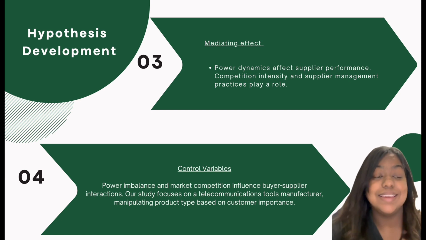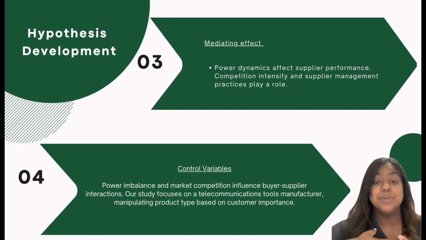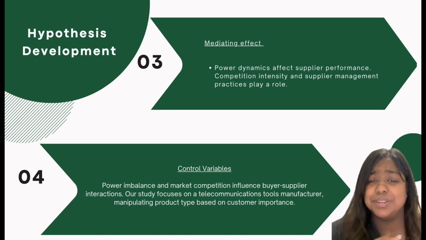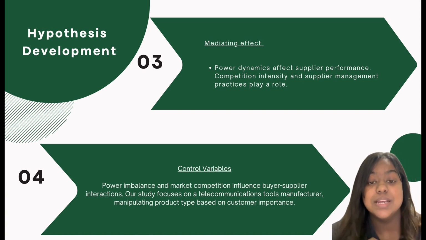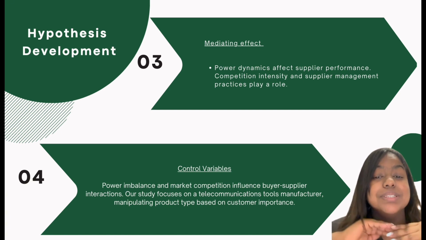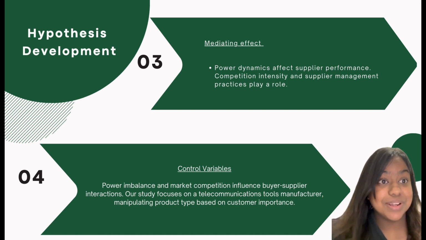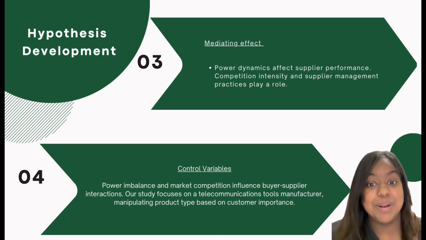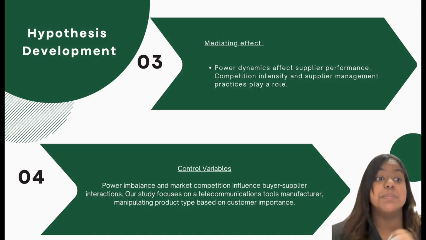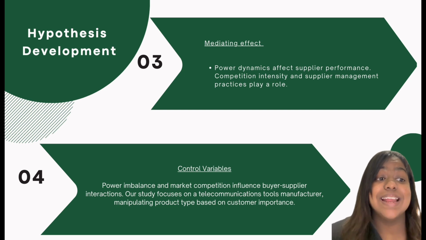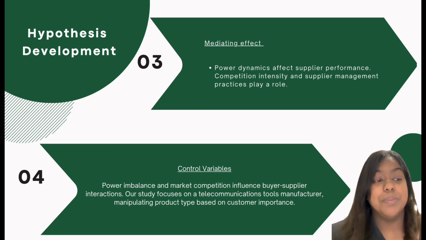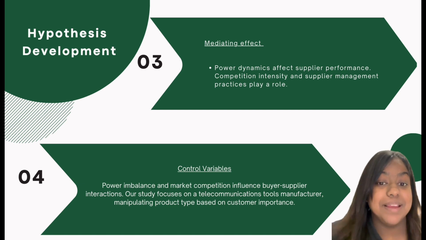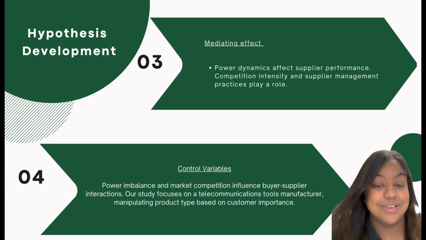Next is mediating effect. Organizations that downplay power asymmetry are more likely to experience superior supplier performance. Greater competition intensity prompted suppliers to provide superior goods and services to customers. The effect of these two contextual factors is likely to be influenced by purchasing organizational supplier management practices. Supplier management practices are variables that can be controlled by acquiring firms, so this explains why suppliers perform differently in similar contexts.